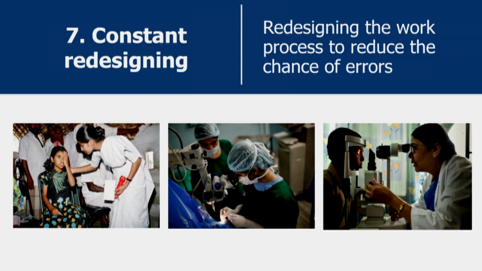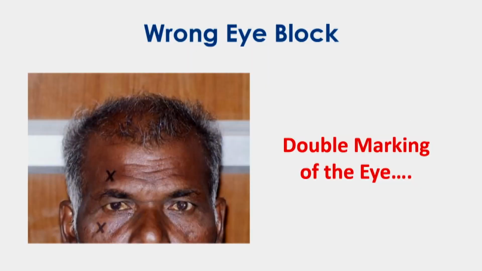And again, it's also important that you constantly, as you get these reports, do a root cause analysis, understanding what's happening. Still a challenge for us is a wrong eye block. Okay, so instead of one mark, we put a double mark. Even that double mark didn't happen.